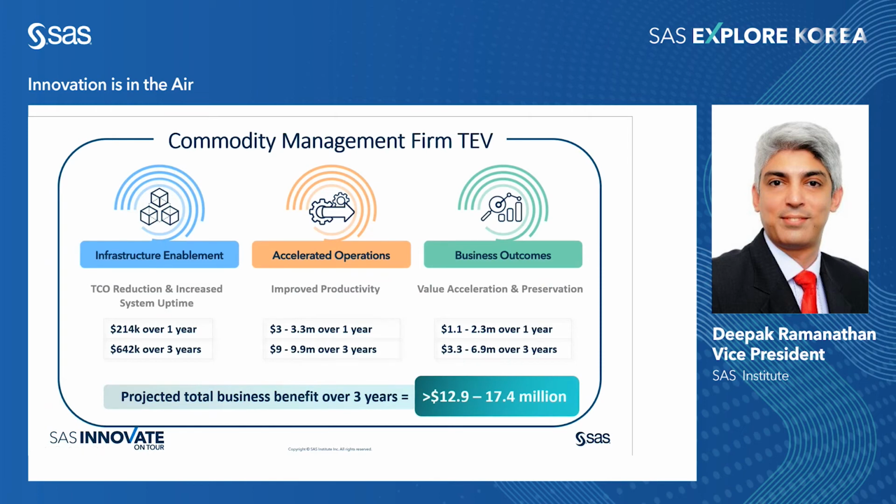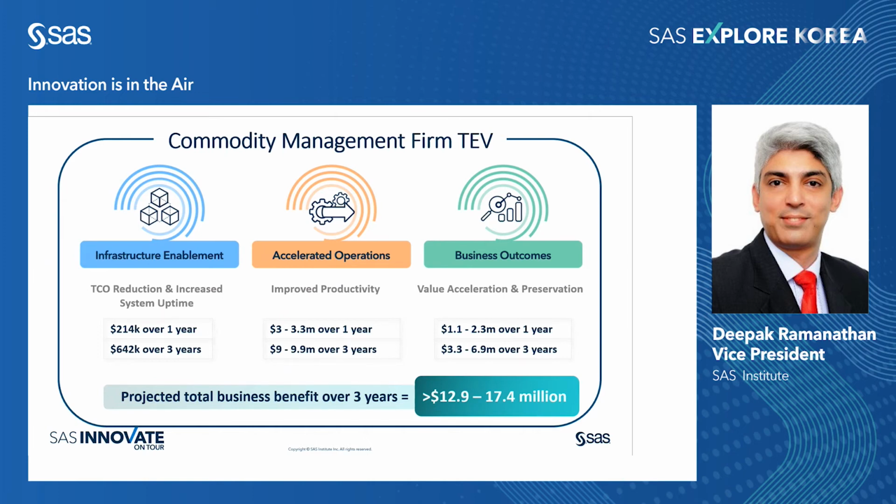So let's get to these three pillars together, which is infrastructure enablement, accelerated operations, and business outcomes. When we pull these three areas together, the 3-year aggregated value to the organization of modernizing that analytics environment ranges from $12.9 to $17.4 million, right? That is an enormous savings for those customers, just looking at these three pieces.